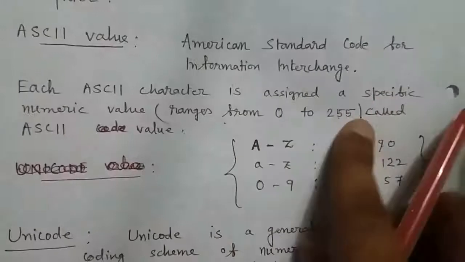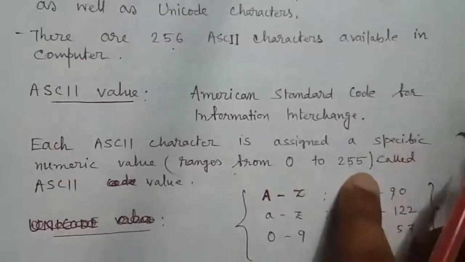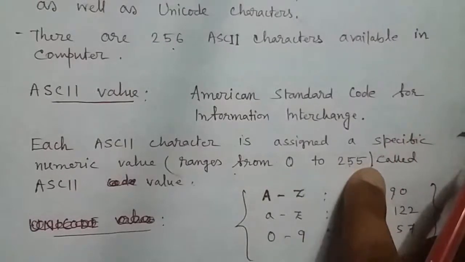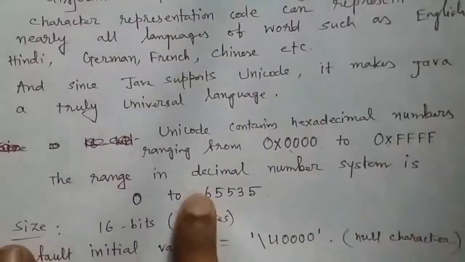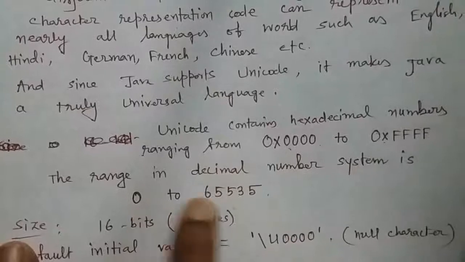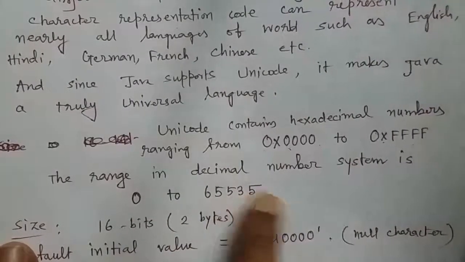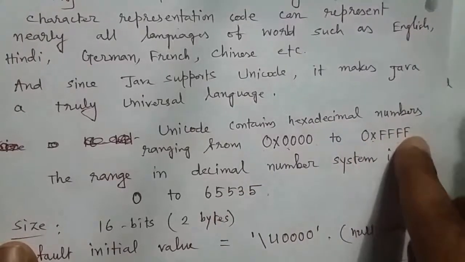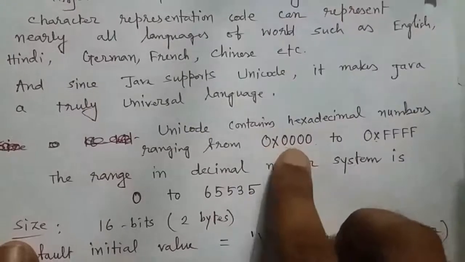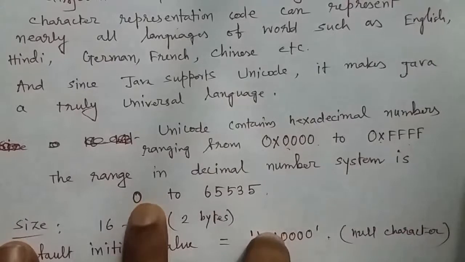In case of ASCII, there were 256 characters, and these values 0 to 255 are decimal number system values. But these values are hexadecimal. So if you convert them into the decimal number system, you will get the range 0 to 65535. That is the highest value, which is equivalent to 0xFFFF in hexadecimal, and 0x0000 is equivalent to 0 in decimal. Is that clear?